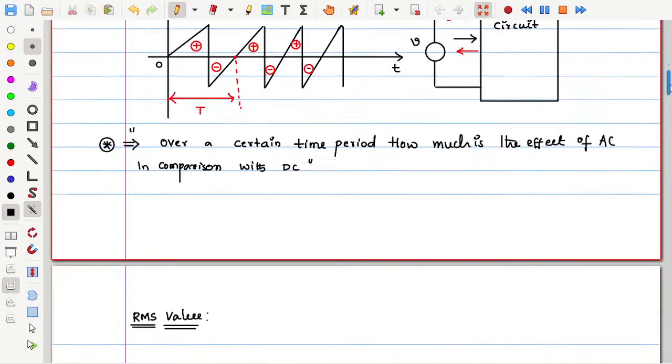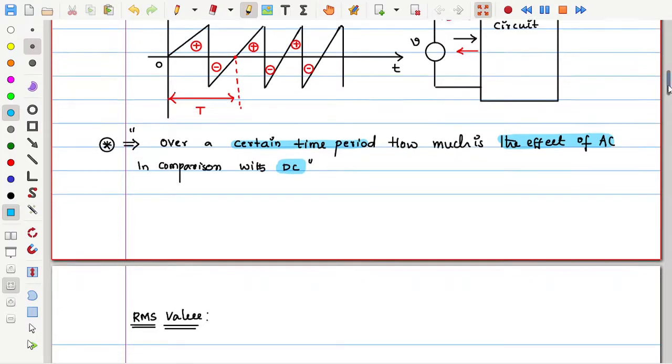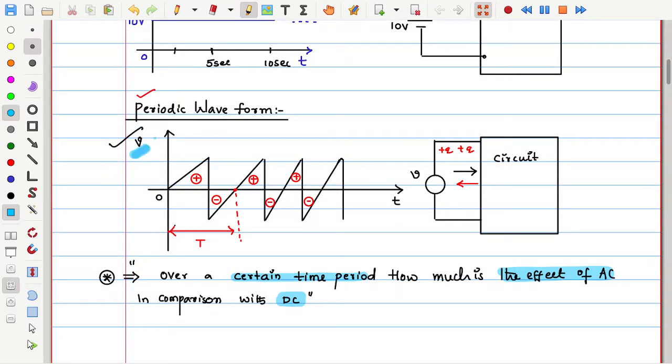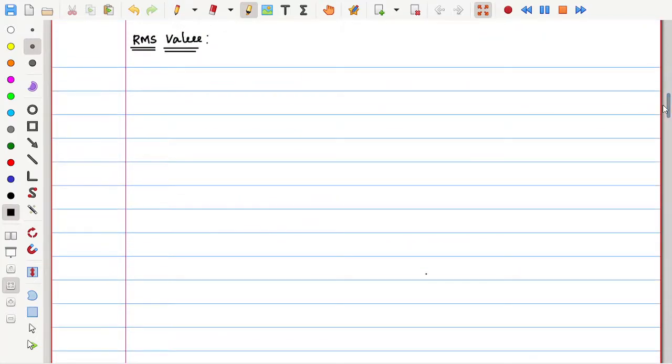Now, according to this statement, I want to see over a certain period of time what will be the effect of the AC in comparison with the DC. So I'll be taking the effect of AC, and that effect I will compare with the DC. These are the three tasks we would like to do for the RMS values also. But for easiness of the derivation, instead of voltage I am taking the current as the value here.